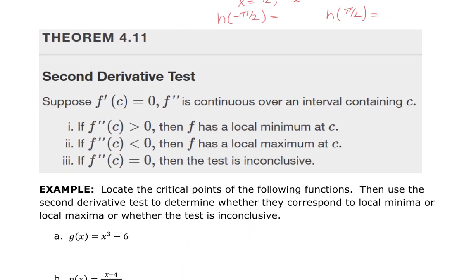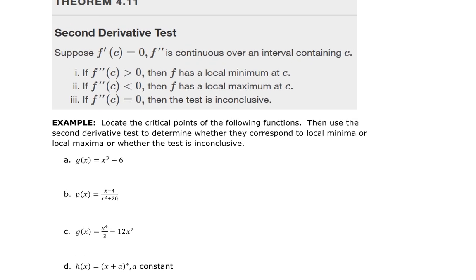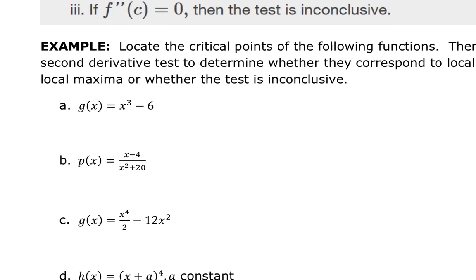Okay, second derivative test, which says, hey, I don't have to necessarily do a sign chart. The second derivative test says I can do the first derivative, and then I can do the second derivative. If I put my critical point in the second derivative and it's greater than 0, it's a minimum. If I put my critical point in my second derivative and it's negative, it is a max. And if it's 0, it is inconclusive. So let's take a look at a couple of these examples.